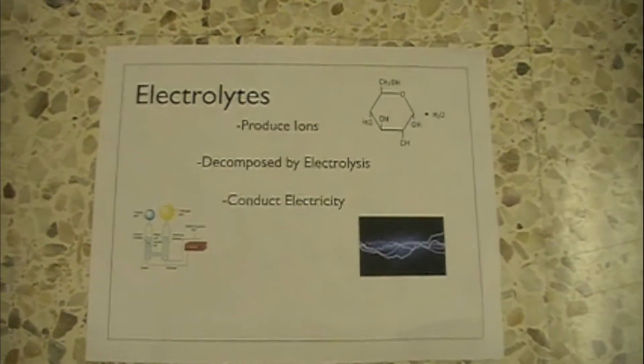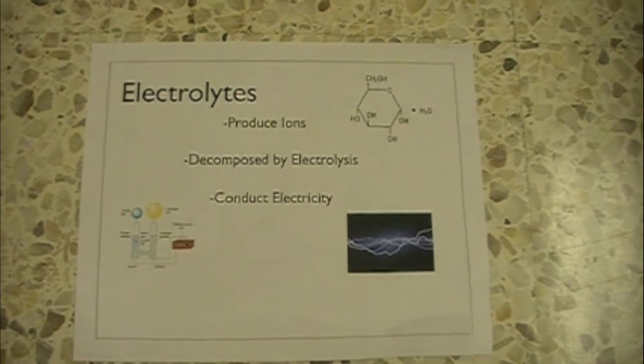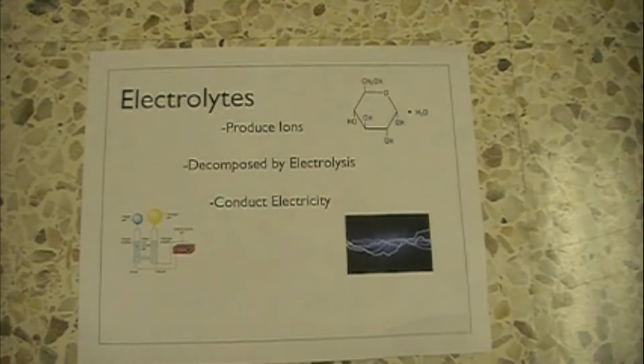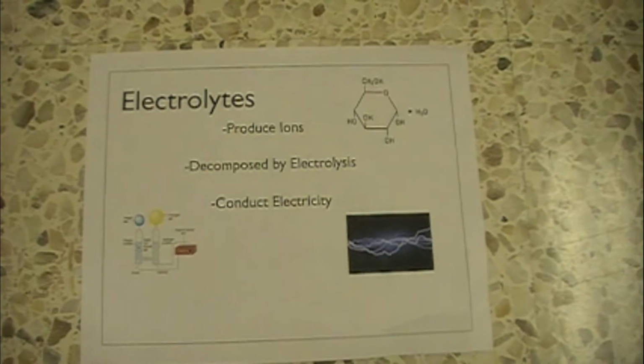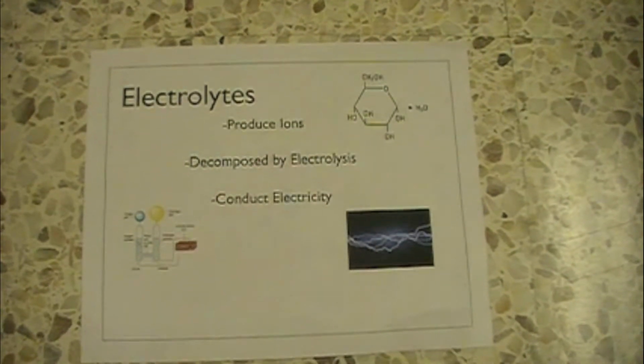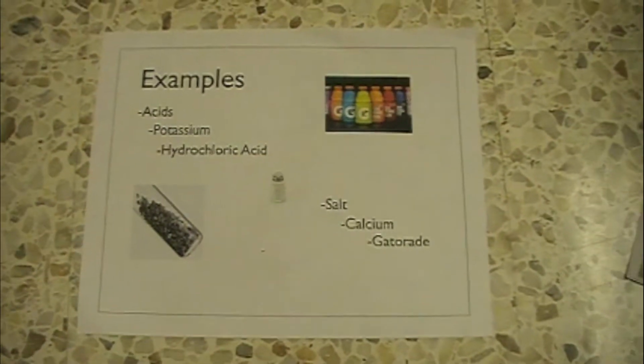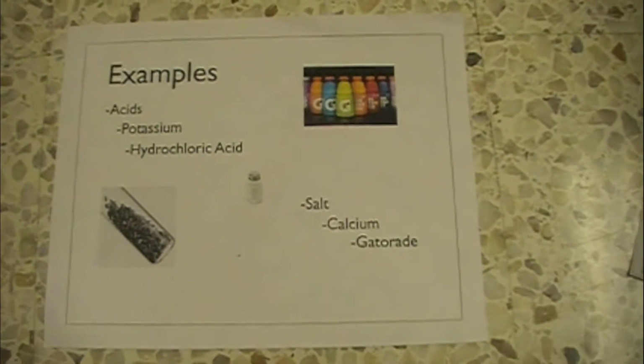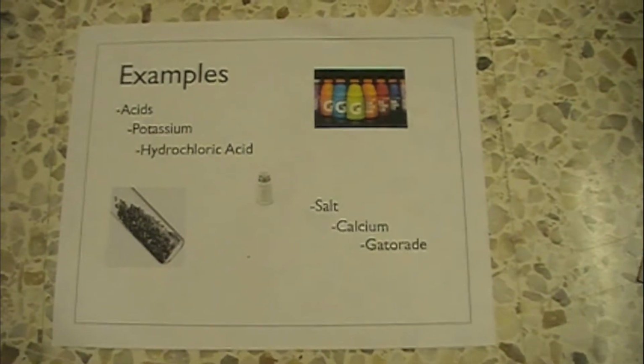Our first topic is electrolytes. They are able to produce ions, they are able to be decomposed by electrolysis, and electrolytes are also a big conductor of electricity. Some examples of electrolytes include acids, potassium, hydrochloric acid, salt, calcium, and of course Gatorade.